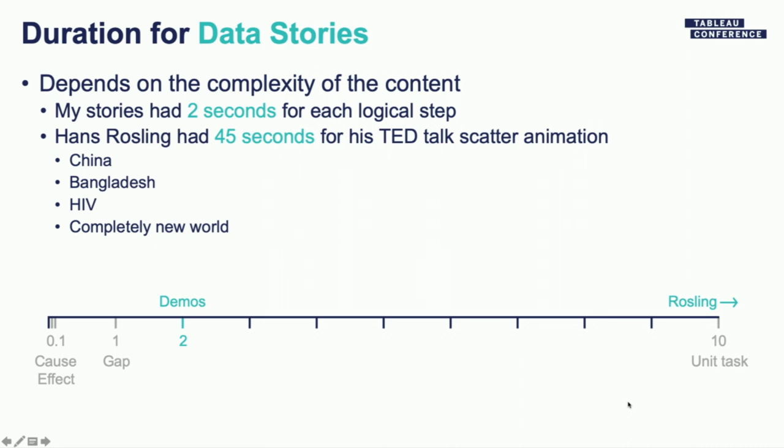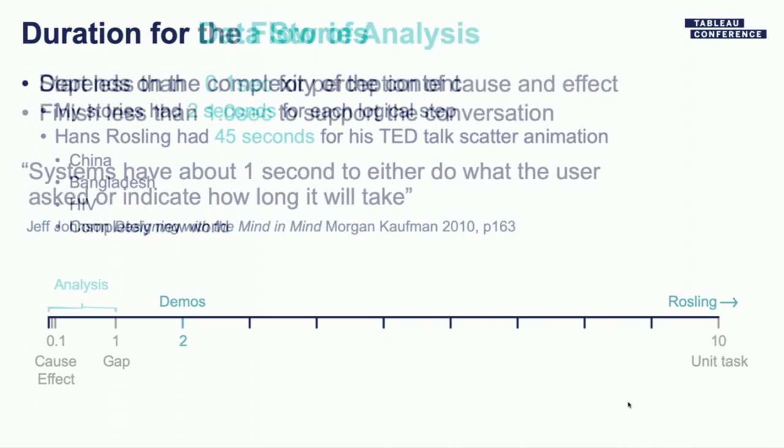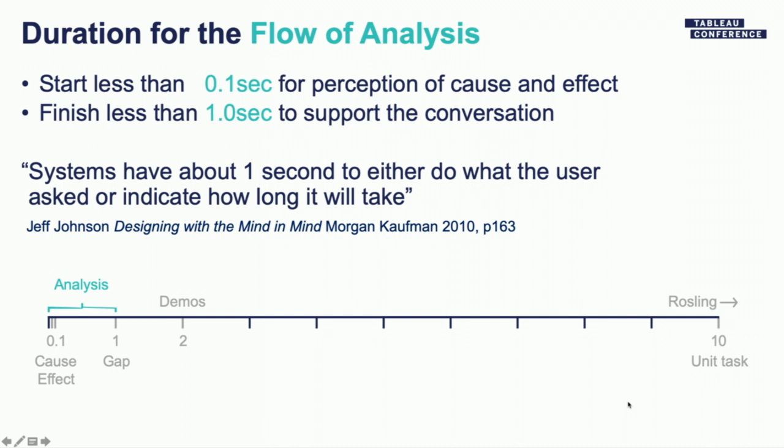Now, you can also use animation effect. This talk is about animation for telling stories, but you can also use animation during the flow of analysis, which is going to be the default for us. But for analysis, where you're trying to focus on coming up with an answer or solving a question, the duration needs to be faster. The animation should start before a tenth of a second, because that way you can perceive the cause and effect of whatever you did. And it really should finish in less than a second, so that you end up having a conversation with your computer as you're trying to answer your question.